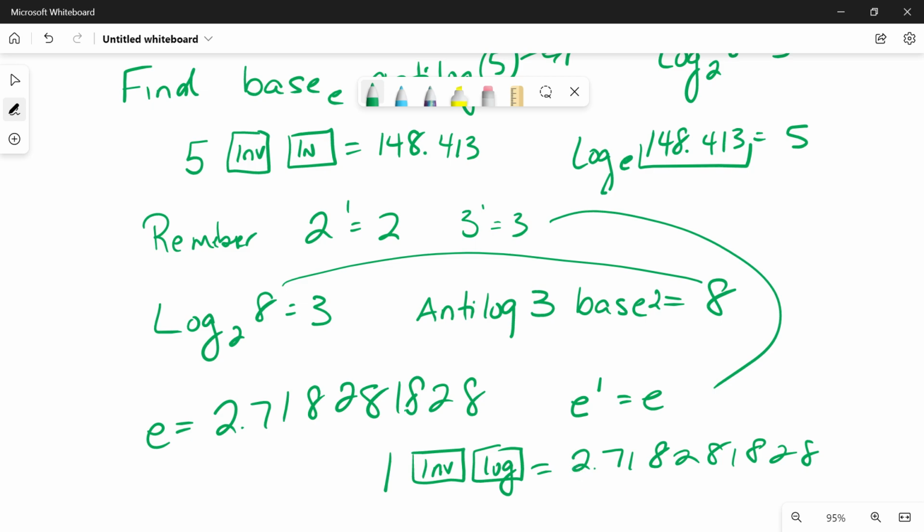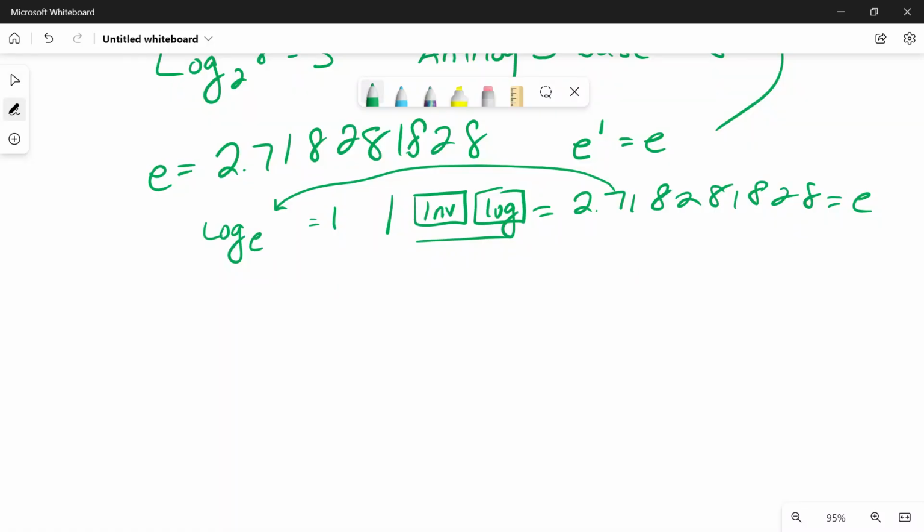Because E raised to the power of 1 is E. So when I've got this log base E, and I'm wanting to find, if my exponent is 1, what is the antilog? This right here is giving me the antilog. So just so you know, this right here is what E equals. And that's how you can prove that. We're going to do a little bit more work. I told you this is a long chapter. 113 winds up being a really long lesson here.